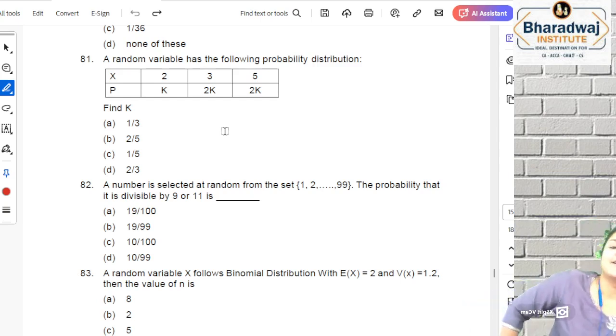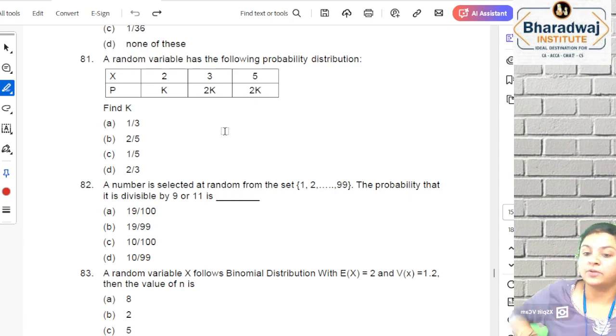Wait. Sigma px is equal to 1, sigma x is equal to 1, that is what I also said, and you are nodding. Sigma p is equal to 1. Okay, it's not sigma px. If you do sigma px, you will get expected value or average. You should do sigma p is equal to 1. Answer is 1 by 5, correct only.